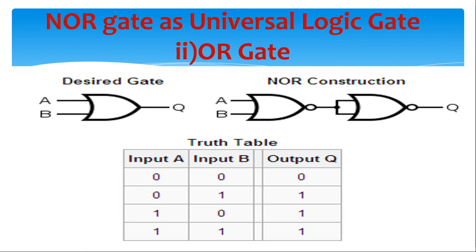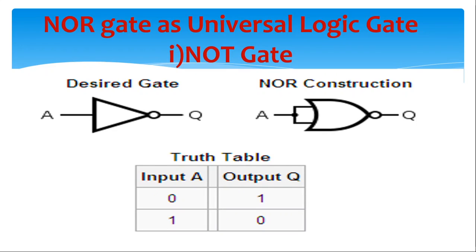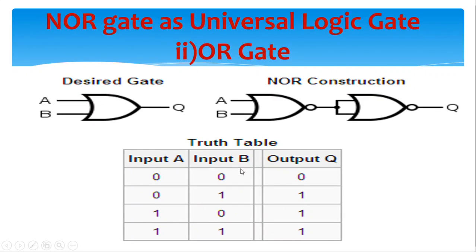Then OR gate using only NOR gates. The construction of the OR gate requires only two NOR gates. The first NOR gate provides the complement of A or B, whereas the second NOR gate acts like an inverter. The double complement will cancel each other to provide the action of the OR gate.